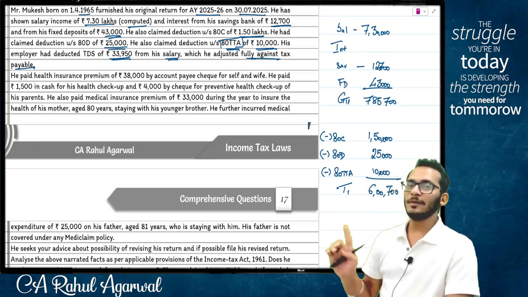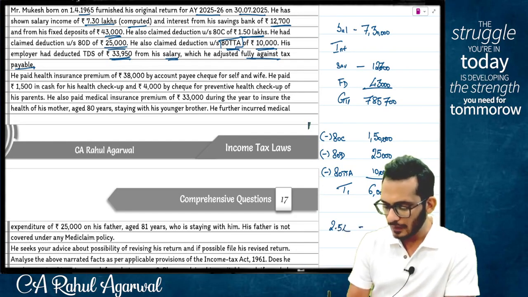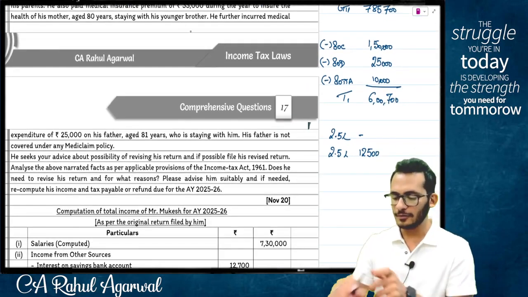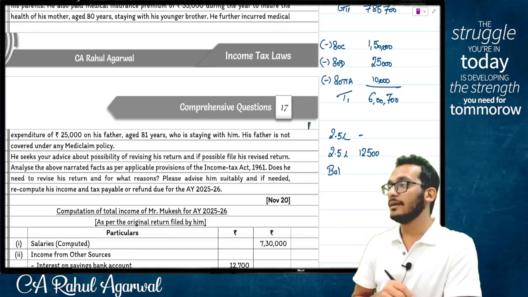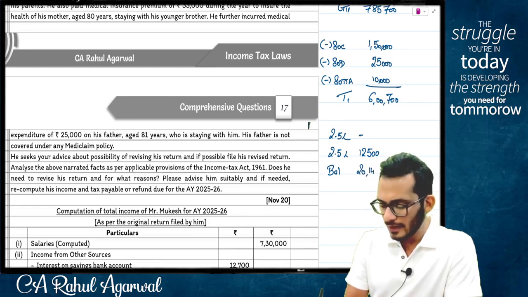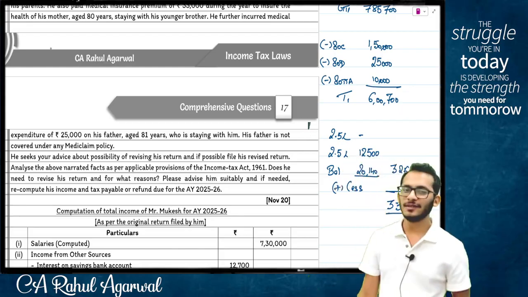I may be wrong, but let's check. So I'm checking what happens if we compute as per normal. For the first 2.5 lakhs, tax is 0. For the next 2.5 lakhs, tax is 12,500. Assuming he is normal, what is left is 1,07,700, and 20% of that becomes 21,540, totaling 32,640. Adding cess, it becomes 33,950. Yes or no? People, this number is linking somewhere.